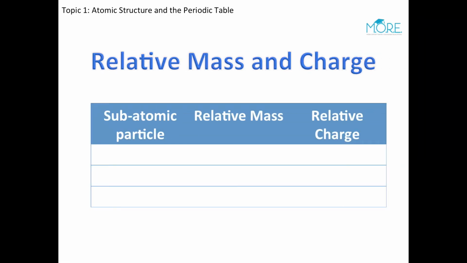In exams, a common question that is asked is to write the location of the subatomic particles, which we've just looked at, and then write down the relative mass and relative charge, which we're going to look at now. First, we're going to look at the proton. The relative mass is 1 and the charge is +1. A neutron, relative mass is 1, the same as proton, and the charge is 0, neutral, it does not have a charge.